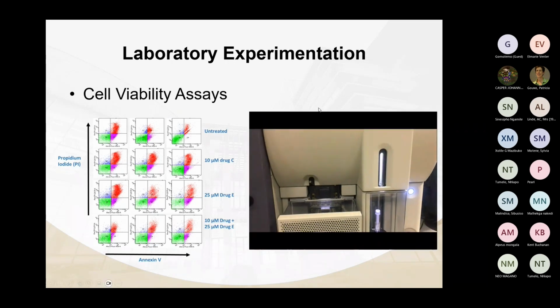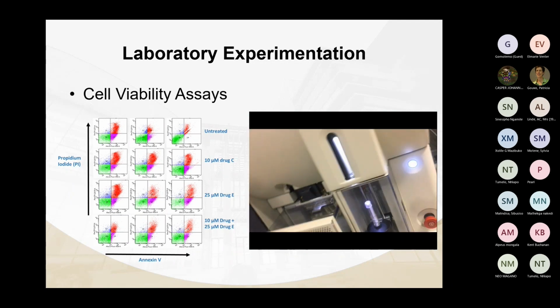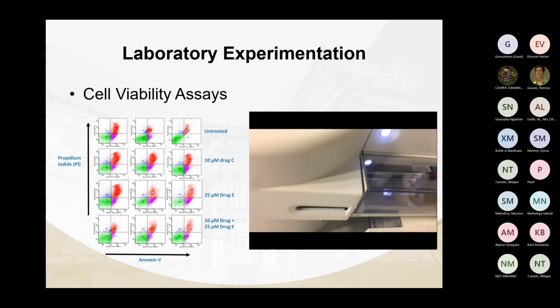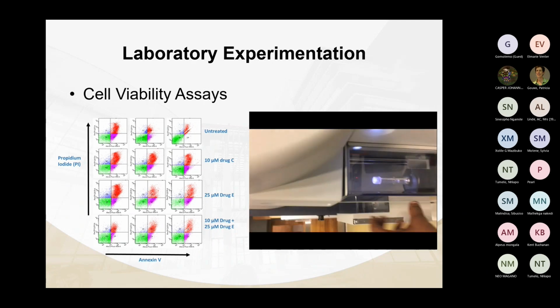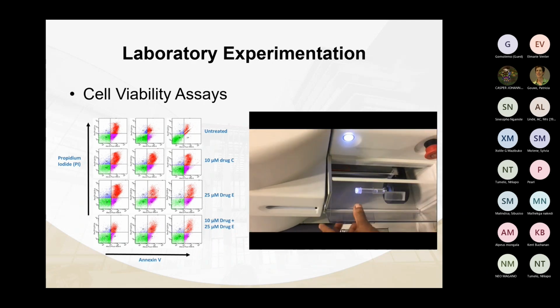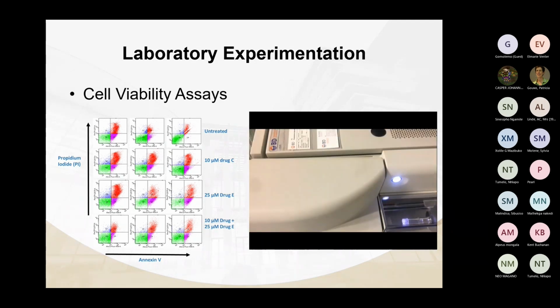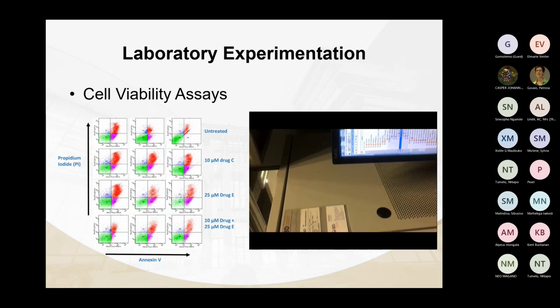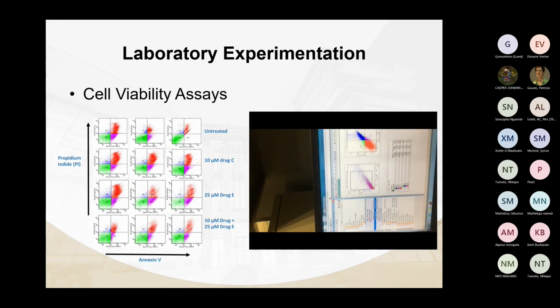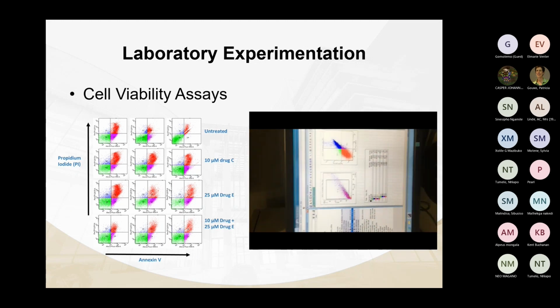Another machine that we use is called the flow cytometry. This one now tells us how the cells are dying. So this is also very automated. What you do is you put your sample into that area there, and it's going to suck up the sample and give you a graph that you see on your left, which tells you how many of the cells are dying and how many are alive.